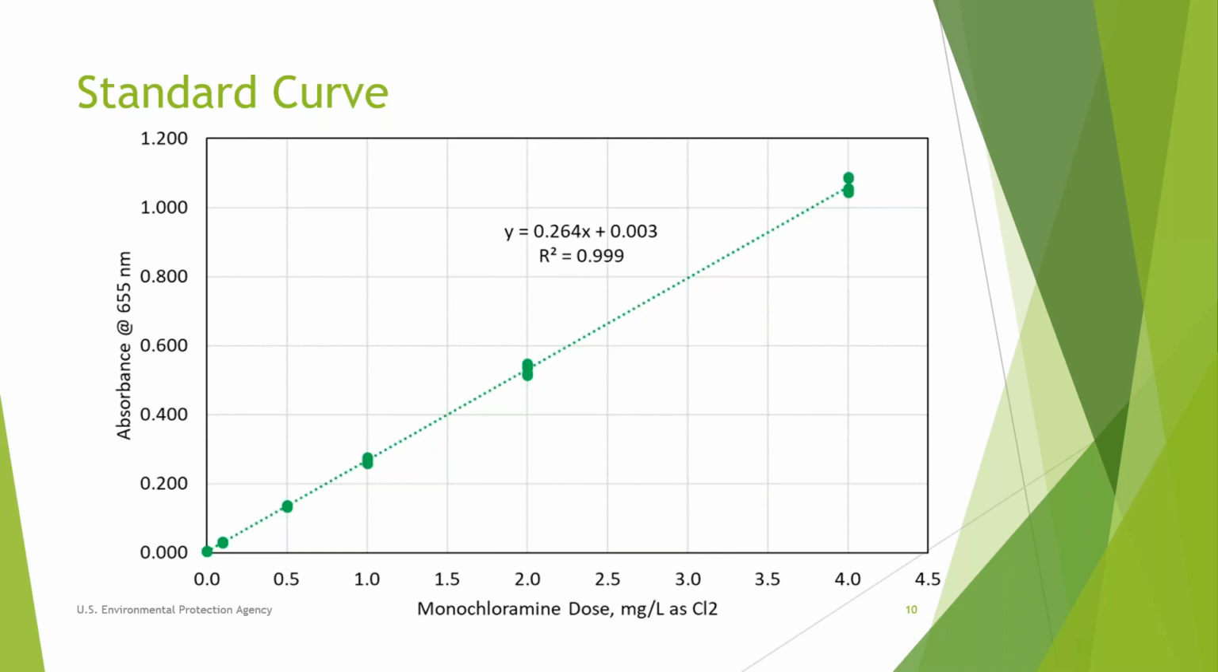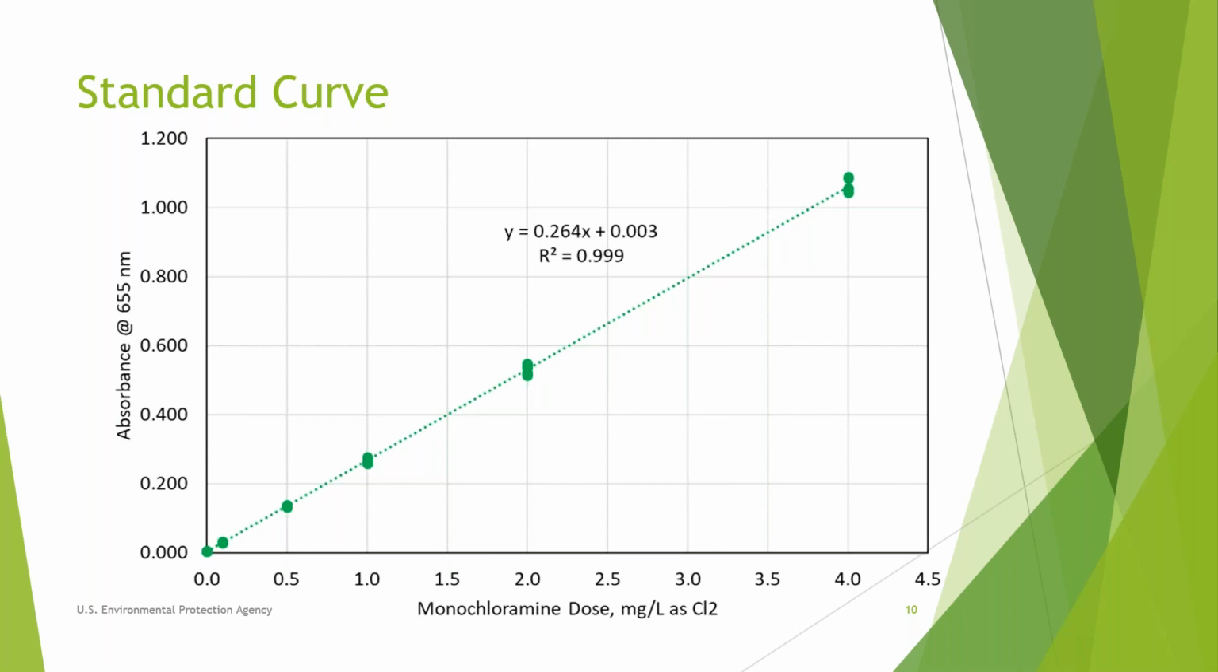So for this first slide, I'm going to be talking about how we developed a standard curve for the spectrophotometer. Some spectrophotometers, such as the one we used, have built-in programs for analyzing monochloramine, and those use pre-programmed calibrations. We wanted to demonstrate that any spectrophotometer that's capable of measuring absorbance at 655 nanometers could be used in the method.